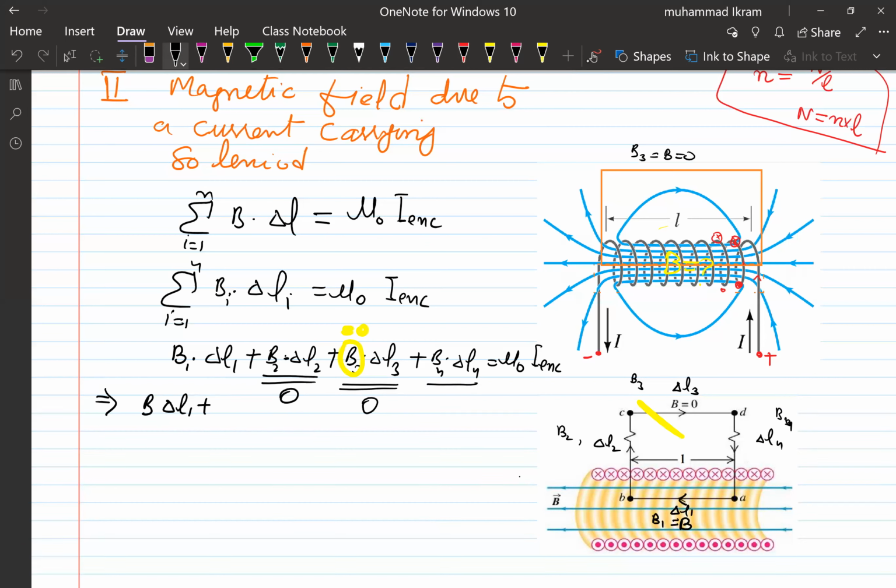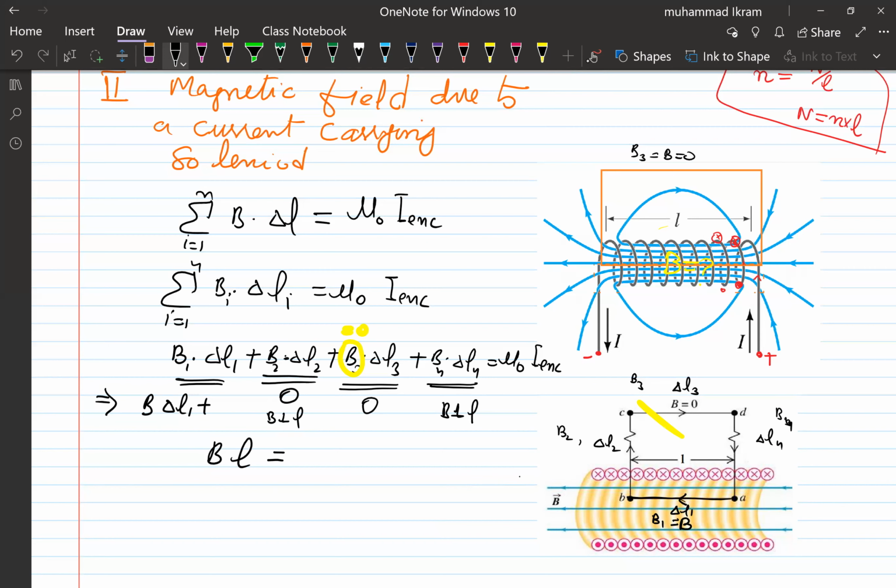Similarly, this does not contribute because B and L are perpendicular to each other. So here B is perpendicular to L, here B is perpendicular to L. So this is why their contribution is 0, right? And the only contribution comes from this, right? So what I will write is B into delta L. So delta L is actually equal to the length of the conductor, L. So I'll be writing L. This entire thing I consider as delta L. Okay, so BL is equal to what?